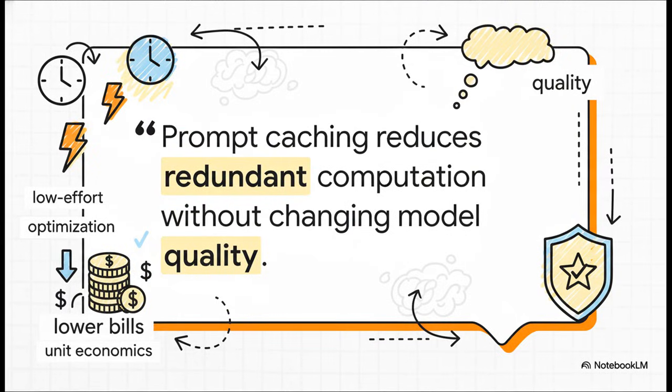So let's just wrap this up with the big idea here. Prompt caching is one of the highest return on investment things you can do. It's a low-effort way to directly improve your costs and your user experience. You get faster responses, you get lower bills, and you do it all without changing the quality of the model's output one bit. It really is a win-win.